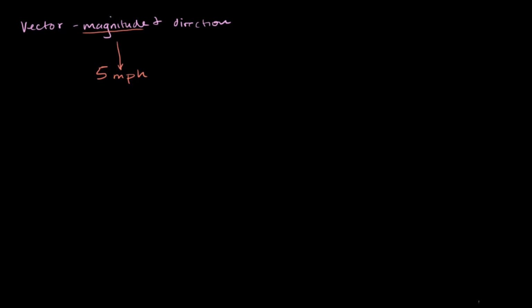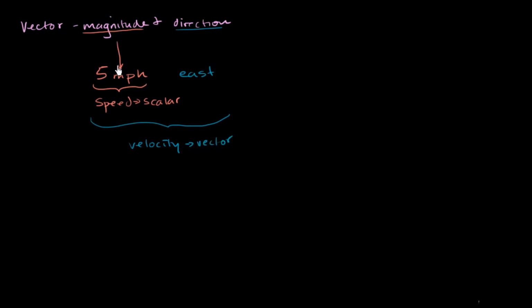So this right over here, which is often referred to as a speed, is not a vector quantity just by itself. This is considered to be a scalar quantity. If we want it to be a vector, we would also have to specify the direction. So for example, someone might say it's moving 5 miles per hour east. So let's say it's moving 5 miles per hour due east. So now this combined 5 miles per hour due east is a vector quantity, and now we wouldn't call it speed anymore. We would call it velocity. So velocity is a vector. We're specifying the magnitude, 5 miles per hour, and the direction, east.